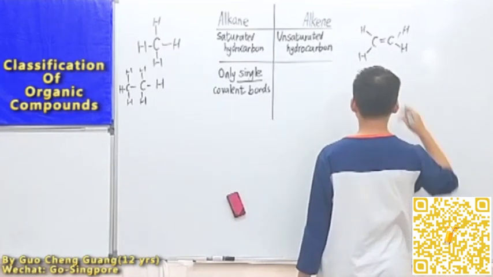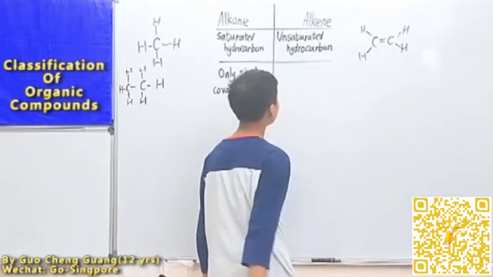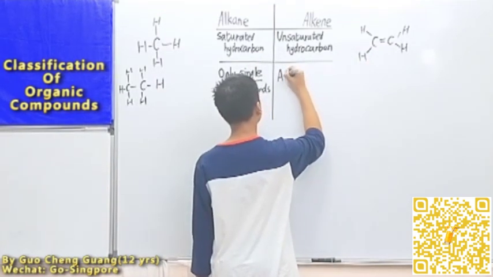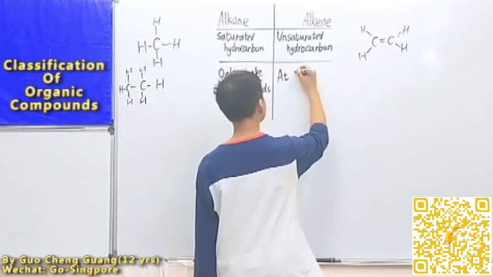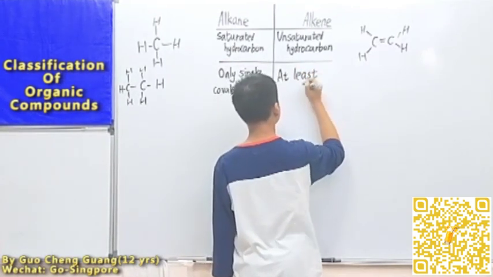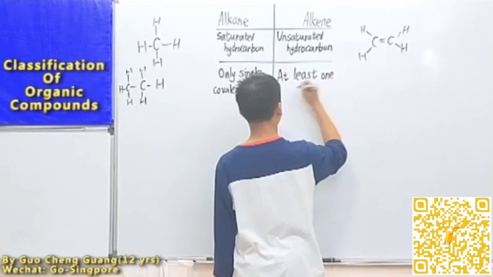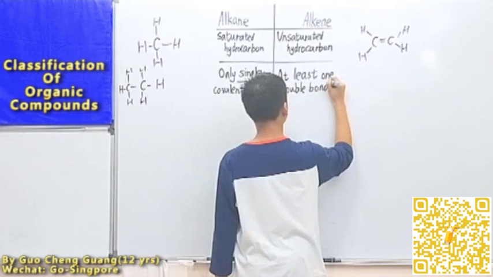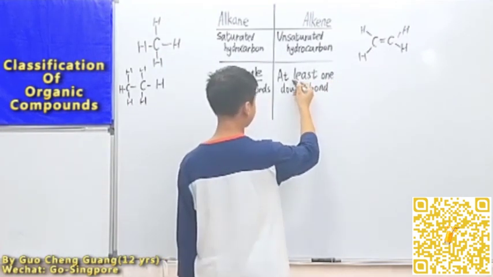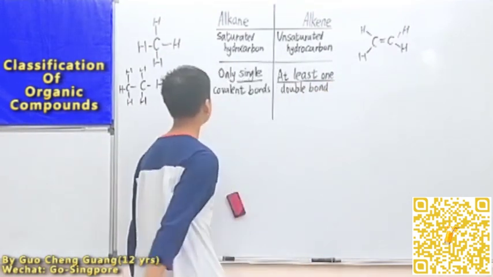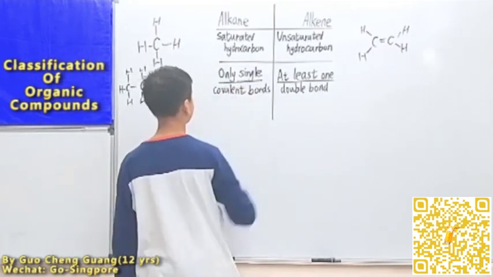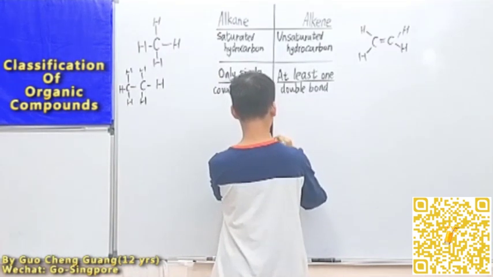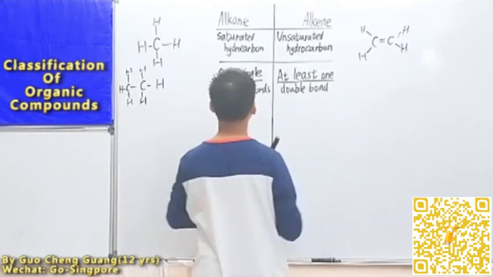Well, for alkene, you have this part, which is a double bond. There may be more double bonds, so you can say at least one double bond. So beware, this is at least one for this part, and this is only single bonds. Alright, so that is some of the differences here.